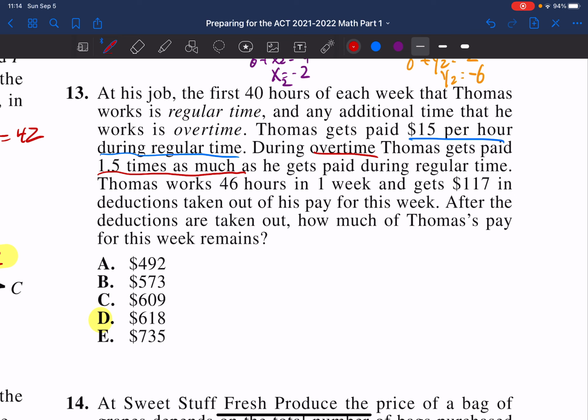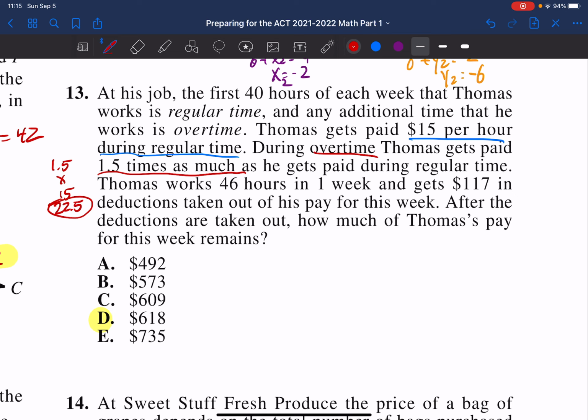Now, they don't tell you how much he gets paid, and that's kind of a trick that they do. So it's almost good to stop and say, wait a minute, if he gets paid $15 an hour during regular, and he gets 1.5 times as much during overtime, how much is that? Well, that's 1.5 times 15. Let's just do that real quick. 22.5. So he's going to get paid $22.50 an hour.